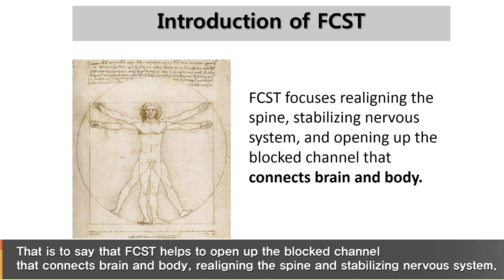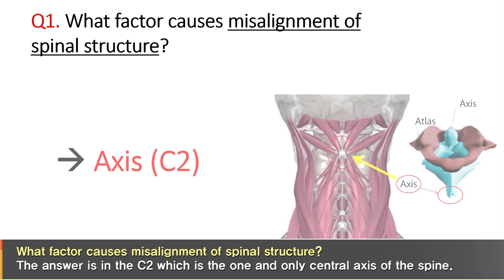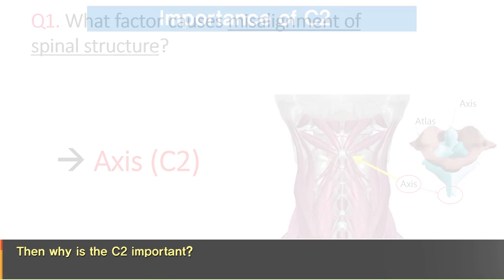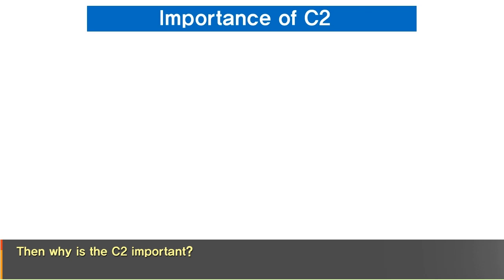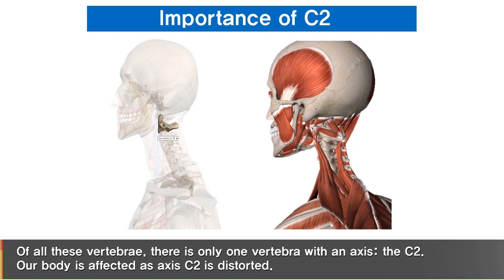spine and stabilizing the nervous system. What factor causes misalignment of the spinal structure? The answer is in C2, which is the one and only central axis of the spine. Then why is the C2 important? The human body has 24 vertebrae, which include cervical, thoracic, and lumbar. Of all these vertebrae, there is only one vertebra with an axis, the C2. Our body is affected as the axis C2 is distorted.